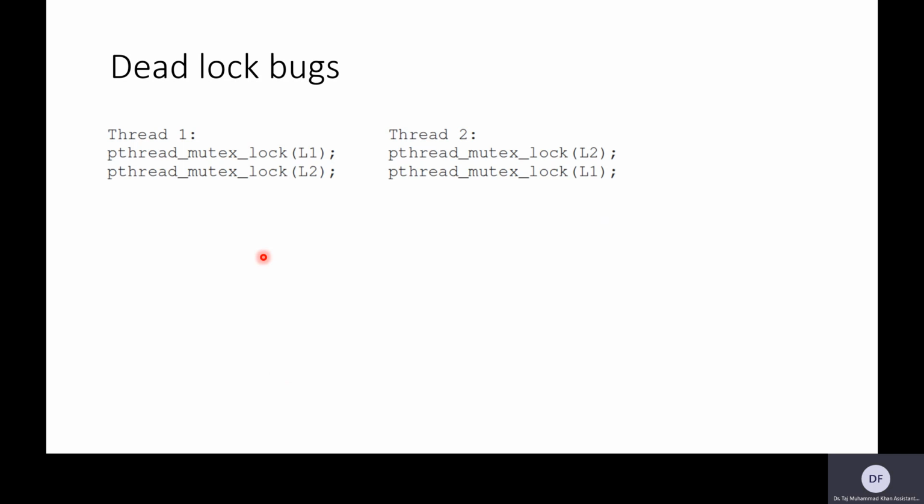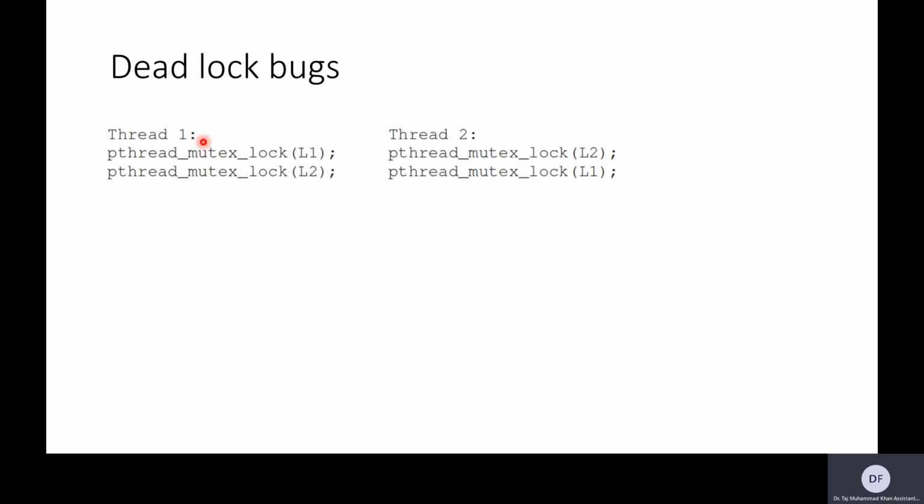So let's see. Thread 1 basically first acquires L1 and then acquires L2 and then goes on to do some work. Thread 2 first acquires L2 and then it acquires L1 and then it goes ahead. Once it has acquired both the locks, it will go ahead and do some work. So it might happen that the scheduler can schedule them in any way.